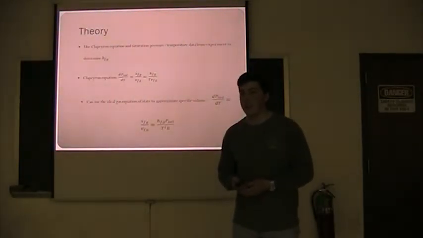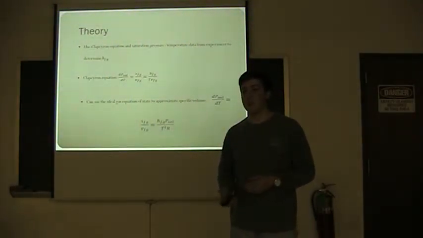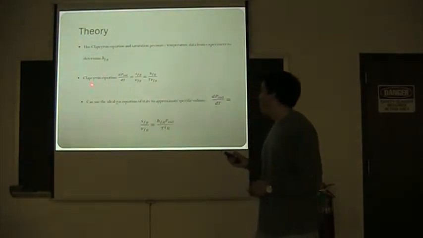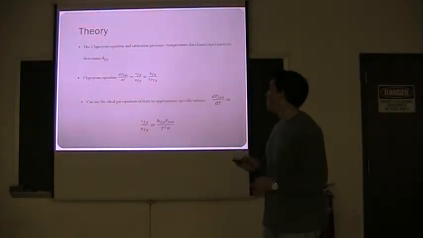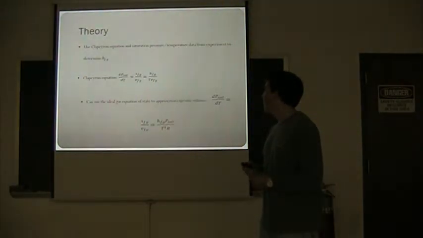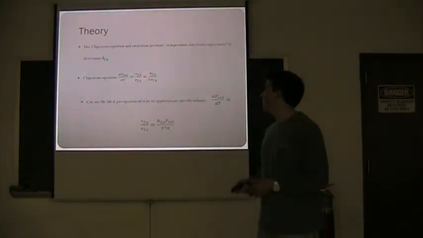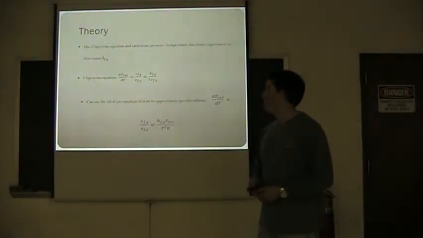So the theory is that you use the Clapeyron equation with the saturation pressure and temperature data that we get from our experiment in order to find the enthalpy of vaporization. Right here we have the Clapeyron equation. It's the change in saturated pressure over the change in saturated temperature. It's equal to the specific entropy change over the specific volume change, or it's also equal to the enthalpy of vaporization over the saturated temperature times the specific volume.